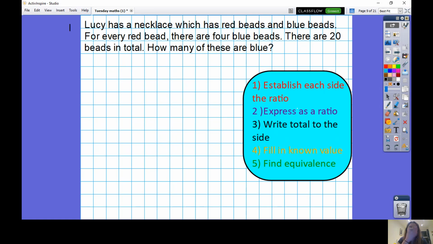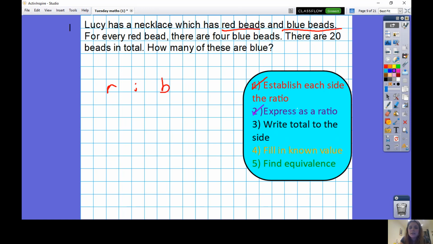Lucy has a necklace which has red beads and blue beads. For every red bead, there are 4 blue beads. There are 20 beads in total. How many of these are blue? If you want to, you can start pausing the video and having a go at these questions, but otherwise just keep watching me. Establish each side of the ratio. So there's red beads and blue beads. I'll probably just use R and B for red and blue.